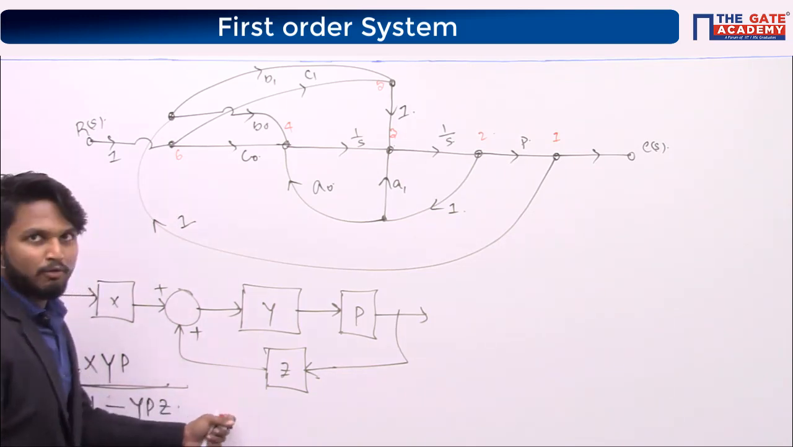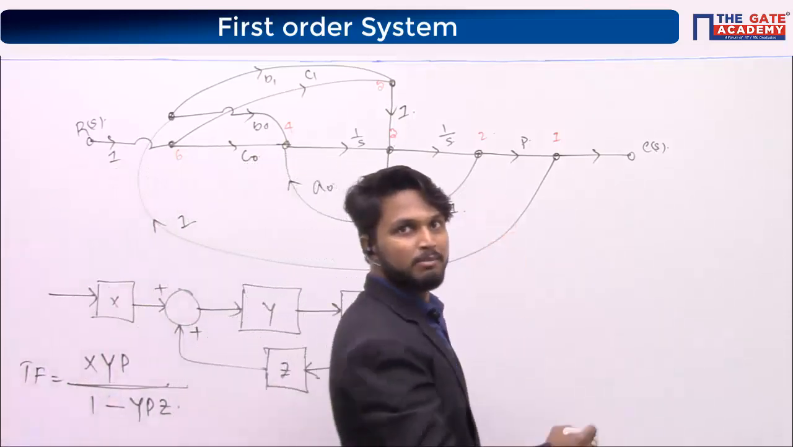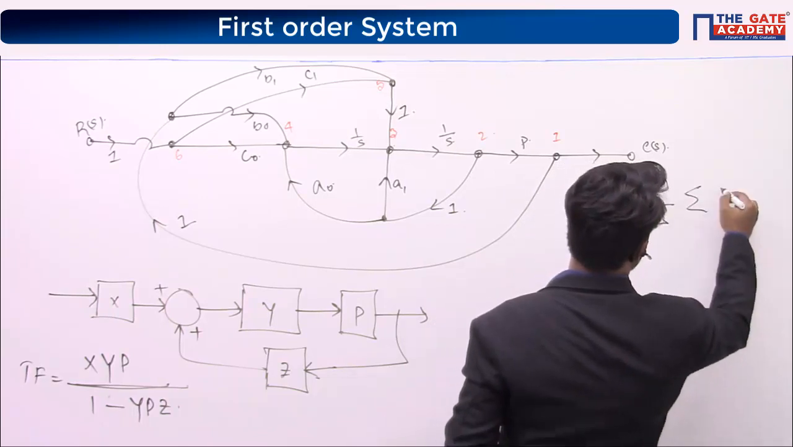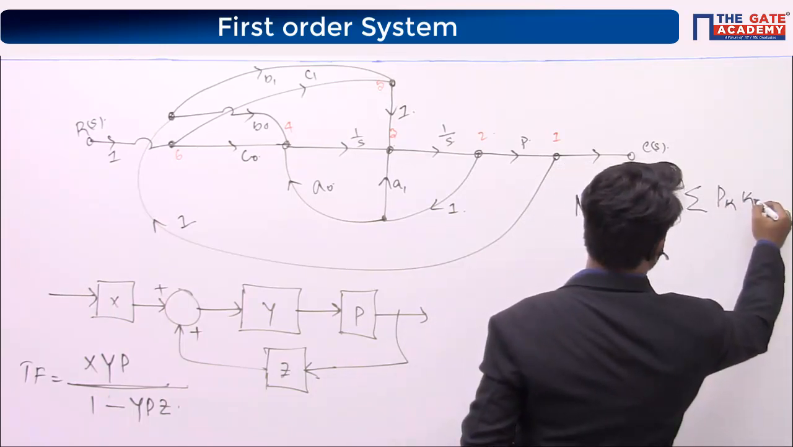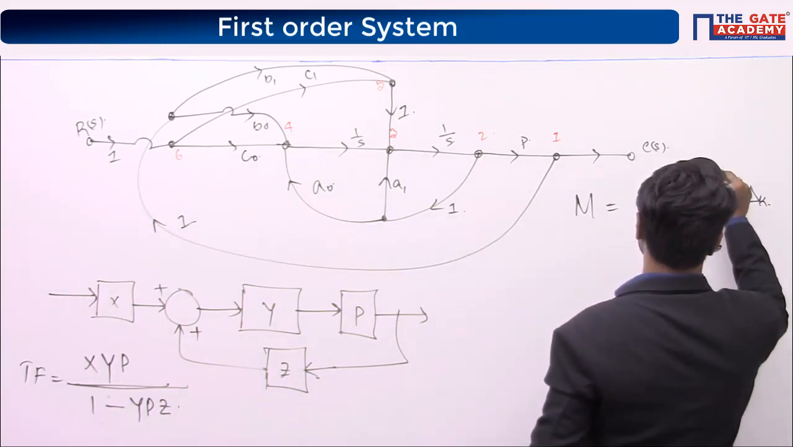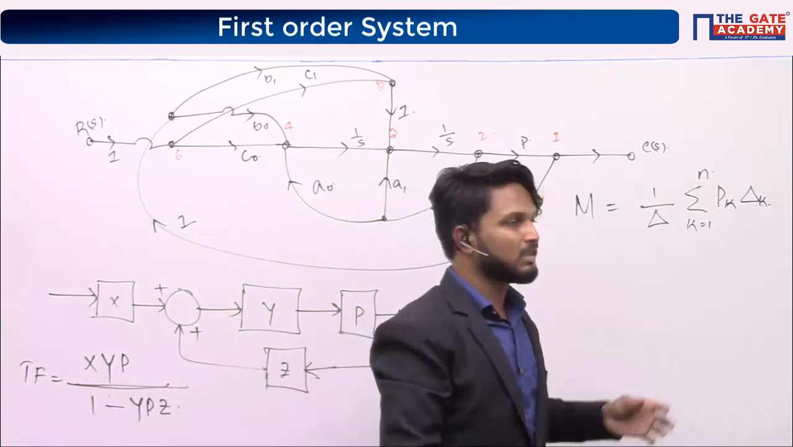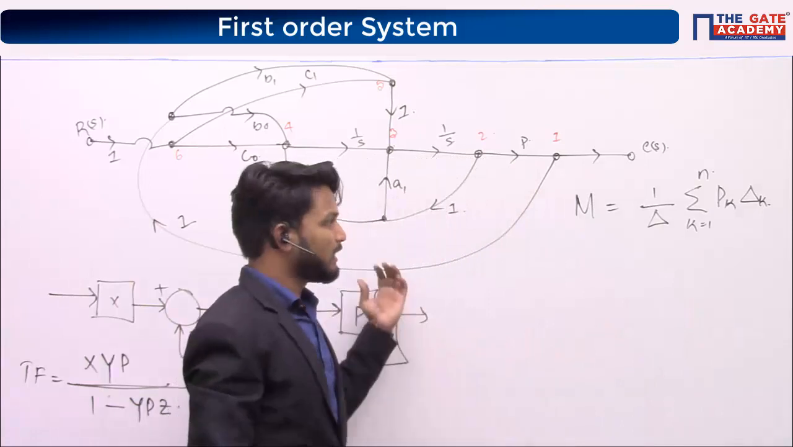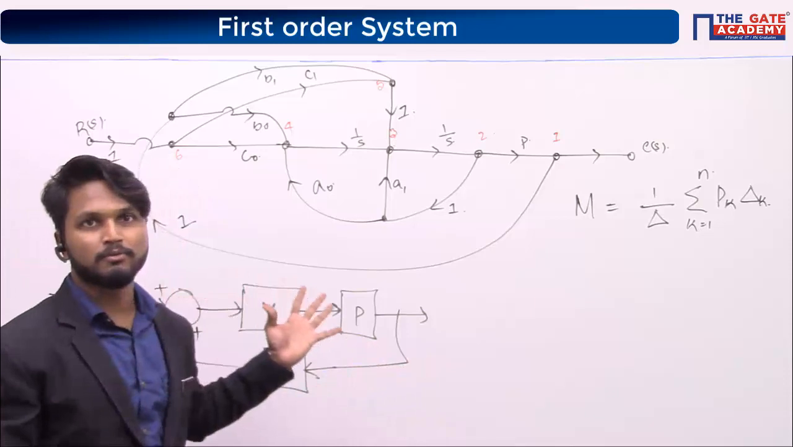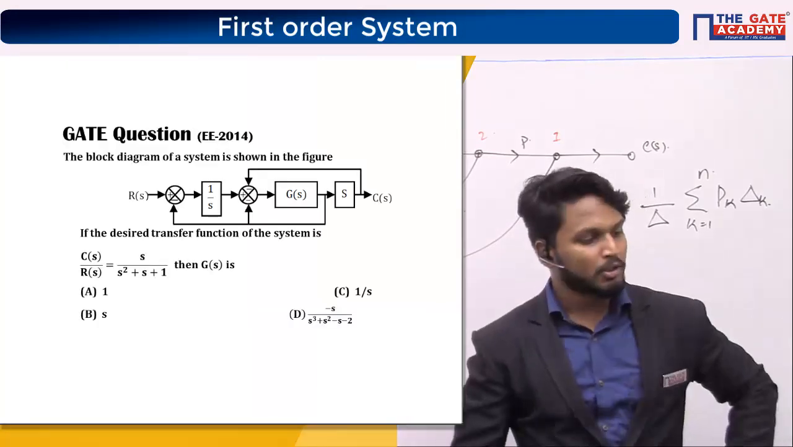So when you get the overall transfer function of this using the signal flow graph approach, how will you get it? Using Mason's gain formula. Mason's gain formula says it is 1 upon delta sigma pk delta k, where k runs from 1 to n, right? So if you use Mason's gain formula to get the entire transfer function, and compare them, you will definitely get the values of x, z, y and x, right? Go to the next problem.